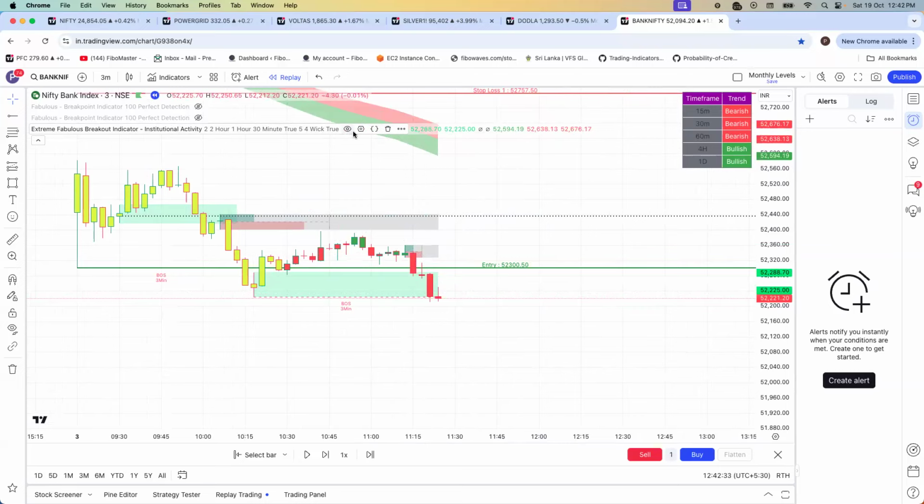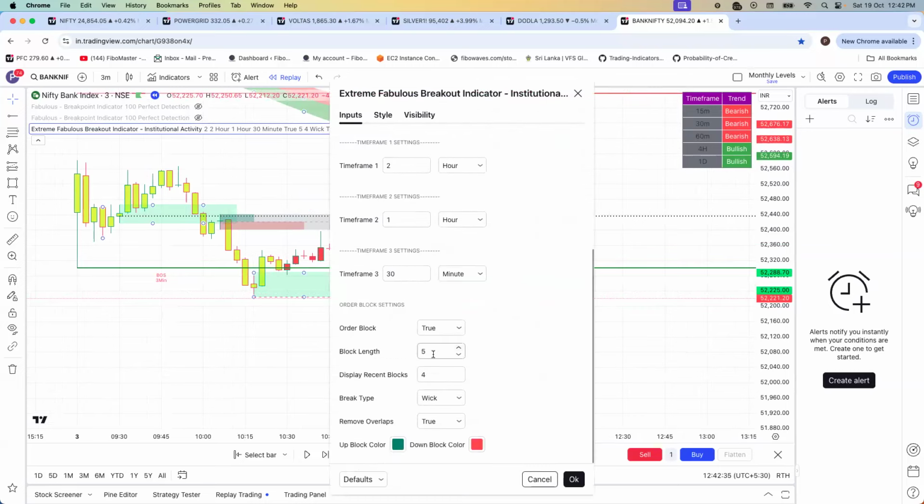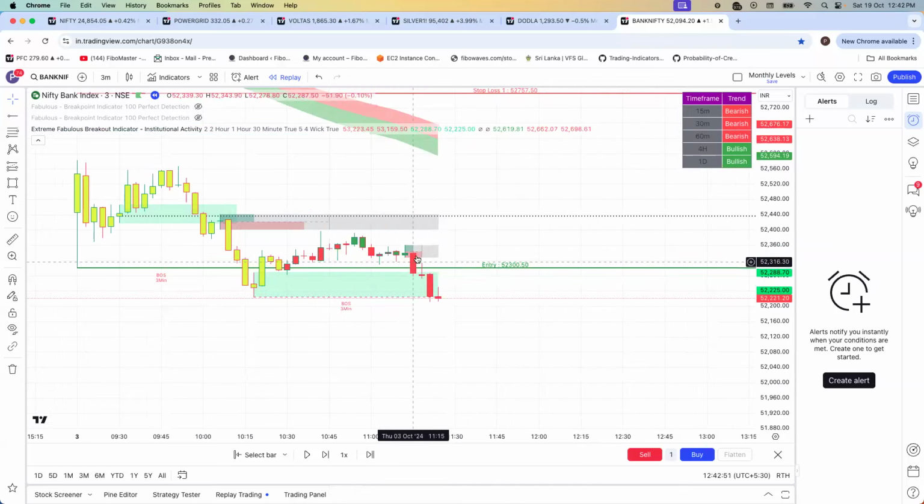You can also reduce it to whatever block length you want. As long as 5 is up, it will be okay. Do not go with 1 or 2. Go with 5, and then the maximum is 4. I think 5 is the basic thing that we need to work on. So this one will give you a perfect entry.